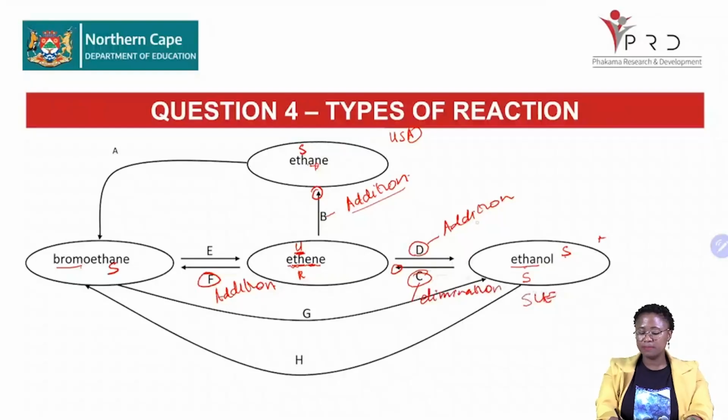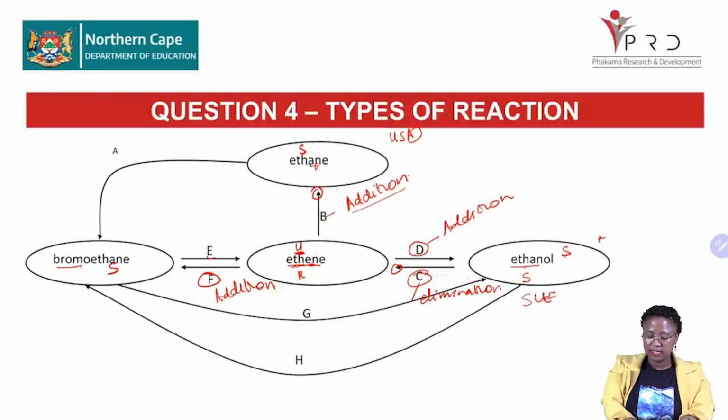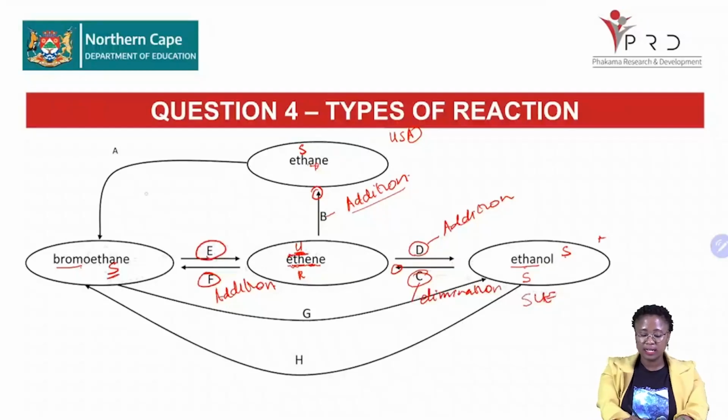So what did I eliminate? What I added. So I'll eliminate what? Water. So what is the type of elimination? It is dehydration. So let's quickly look at E over here. Again, I'm moving from saturated to unsaturated. The type of reaction is elimination. E will still be elimination.